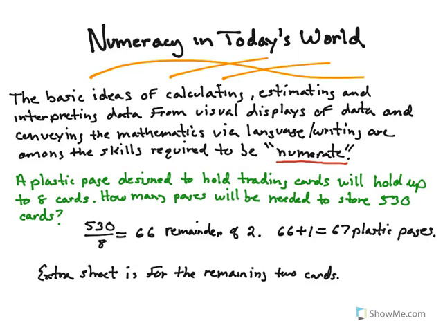So if we're able to interpret and calculate and analyze data from visual displays like graphs, charts, pictures, anything like that, that kind of conveys a mathematical language through these diagrams. If we're able to interpret these things, then we're numerate, or we have this ability to analyze this type of data, which is an important skill to have.